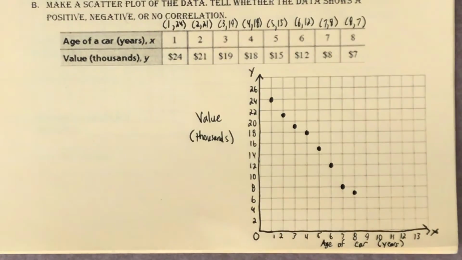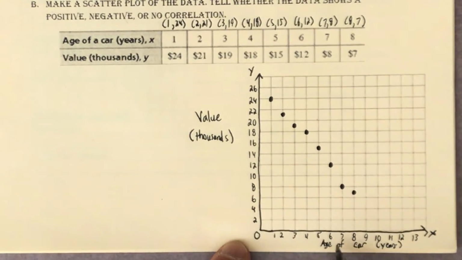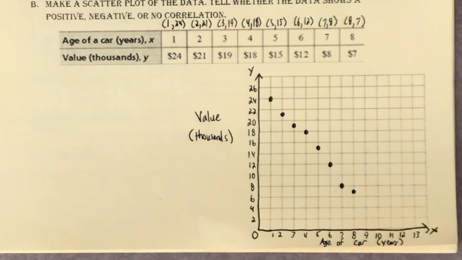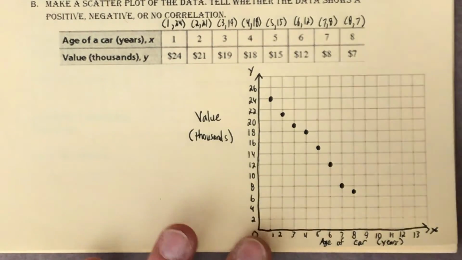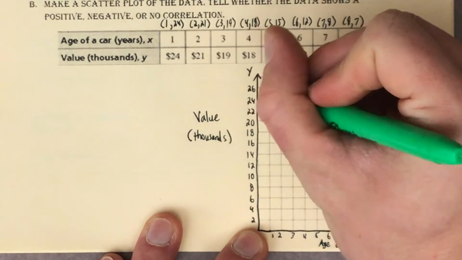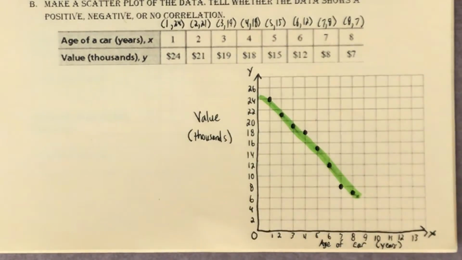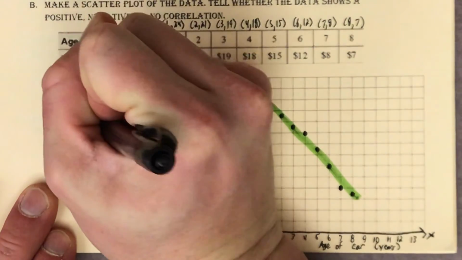So now the last thing they've asked me to do is to tell whether this data shows a positive, negative, or no correlation. Well, as I'm looking at this, as X is increasing, as the age of the car goes up, I'm noticing that the value is going down. Well, if we remember, that is a negative correlation. It is trending downwards as X is increasing. So I would just say it is a negative correlation.